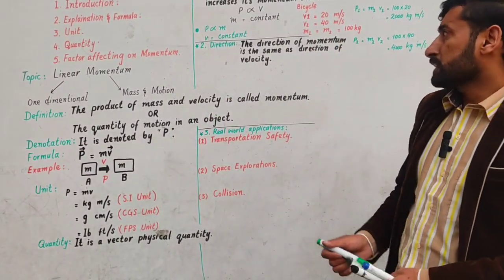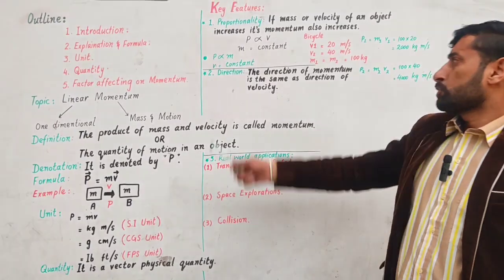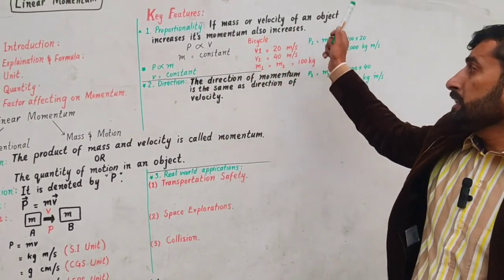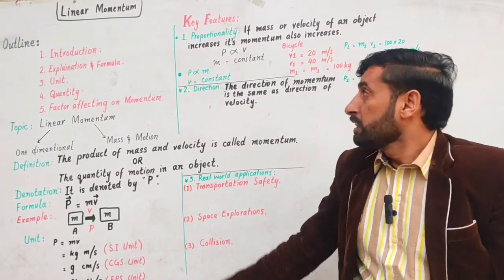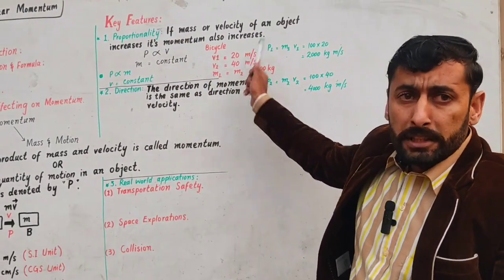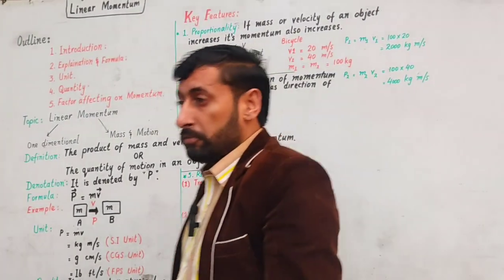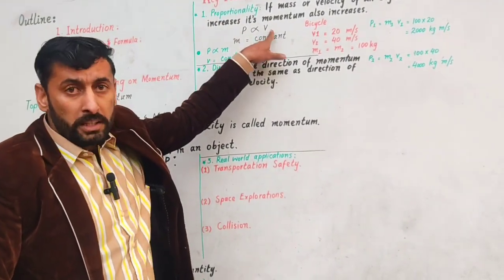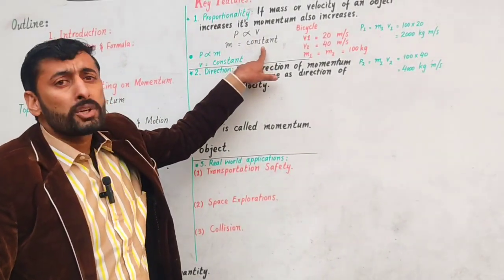The other key features we can explain about momentum. The first one is proportionality. If the mass or velocity of the object increases, its momentum also increases. There are two cases. In the first case, P is directly proportional to v when the mass of the object remains constant.